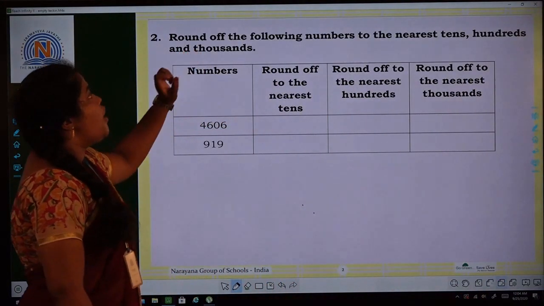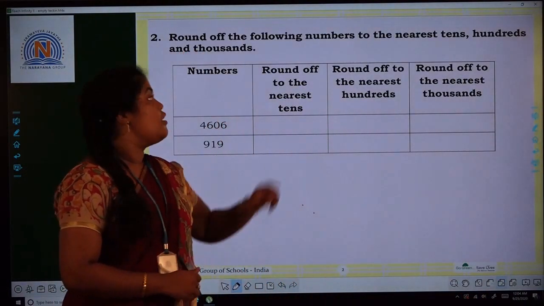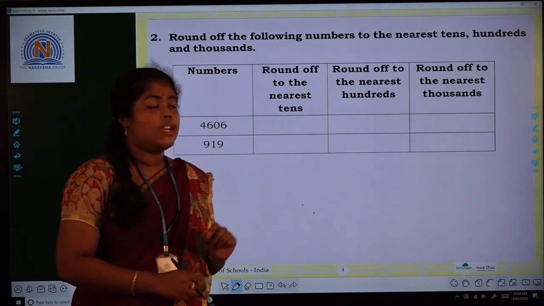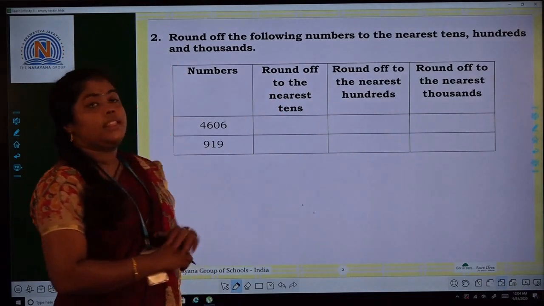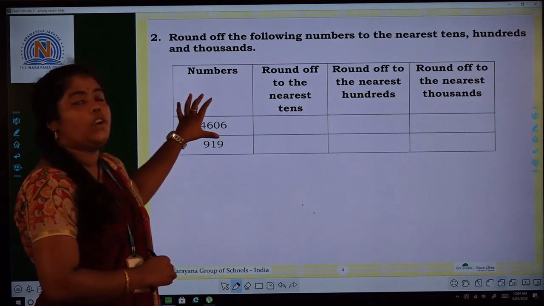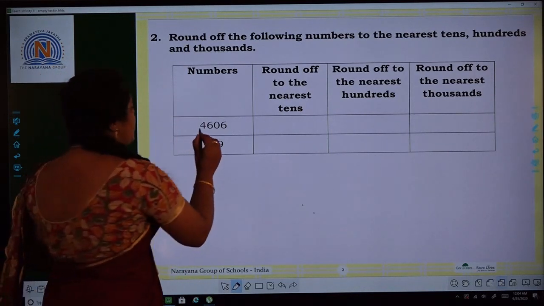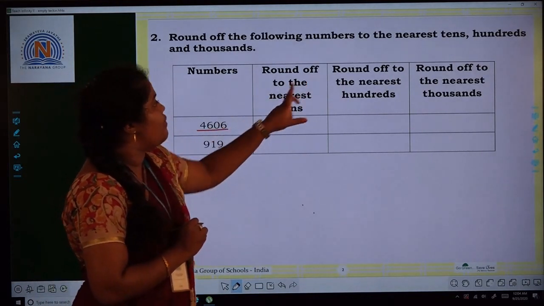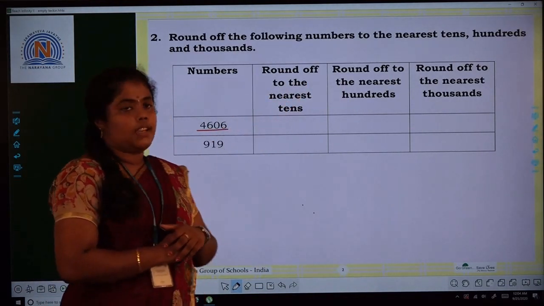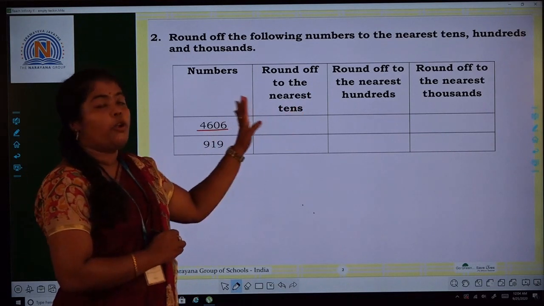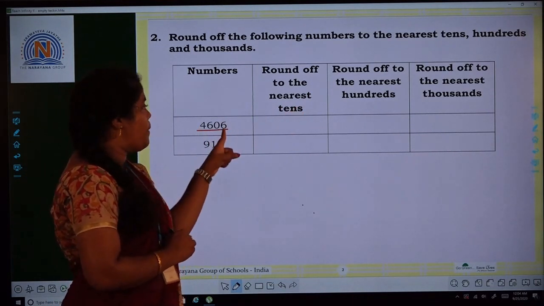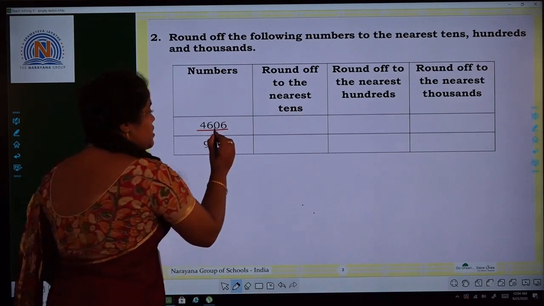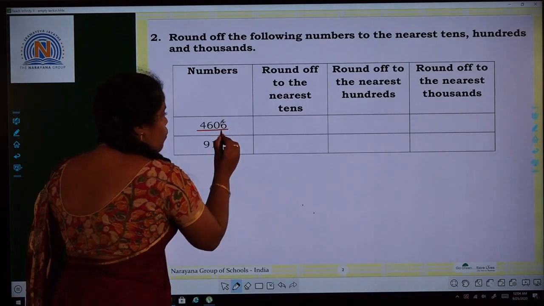Second question is, round off the following numbers to the nearest tens, hundreds and thousands. We have to write the rounding of the numbers. Here the given one number, that is 4606. First, round off to the nearest tens. So we have to see the before place of tens. What is the before place of tens here? Yes, ones place.